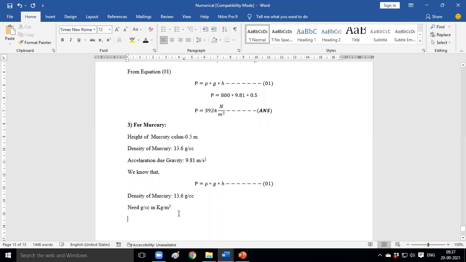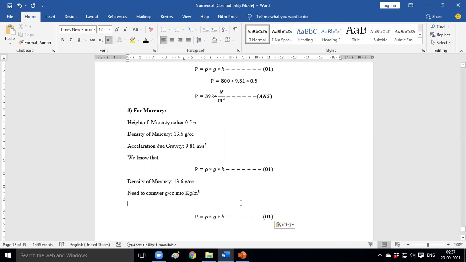Into kg per meter cube. We need to convert gram per cc into kg per meter cube. So what will be the conversion? Can anybody tell me? The conversion, we already discussed this point in the very first lecture. Multiply by 1,000.